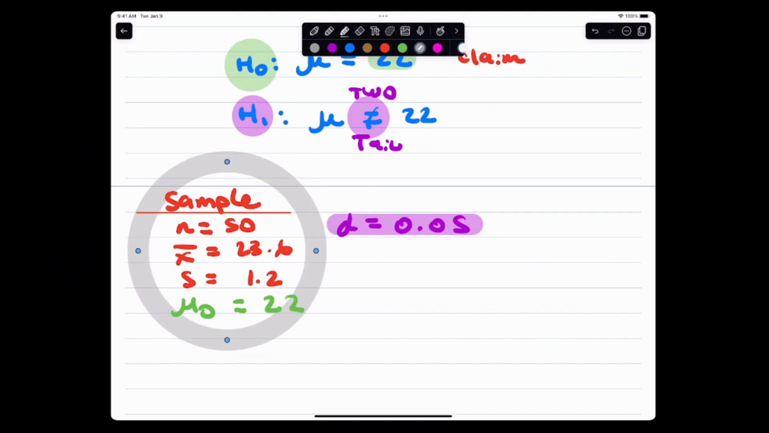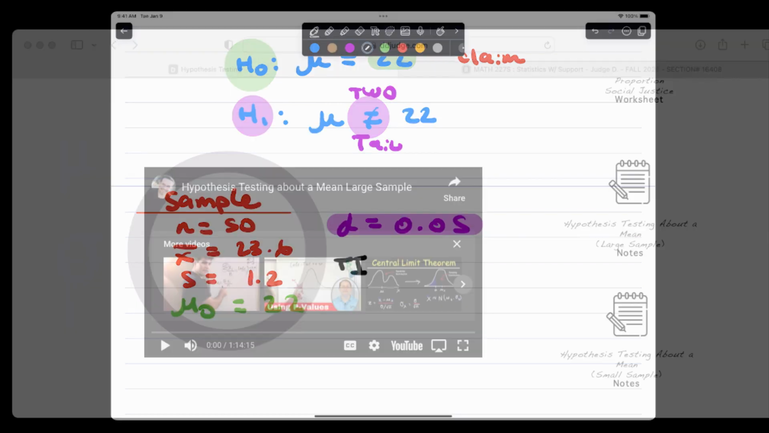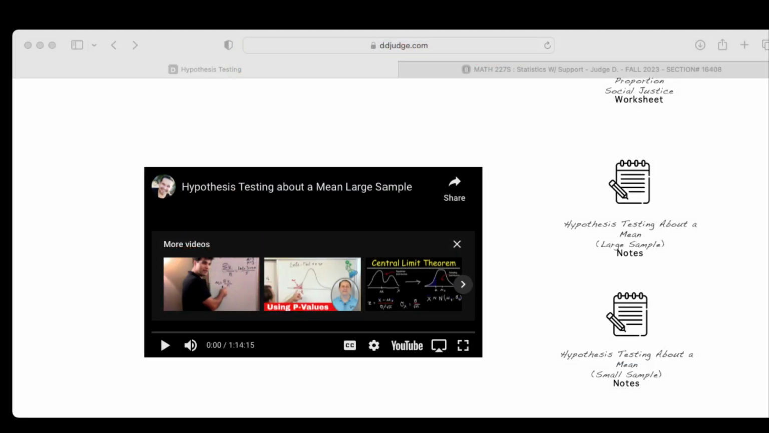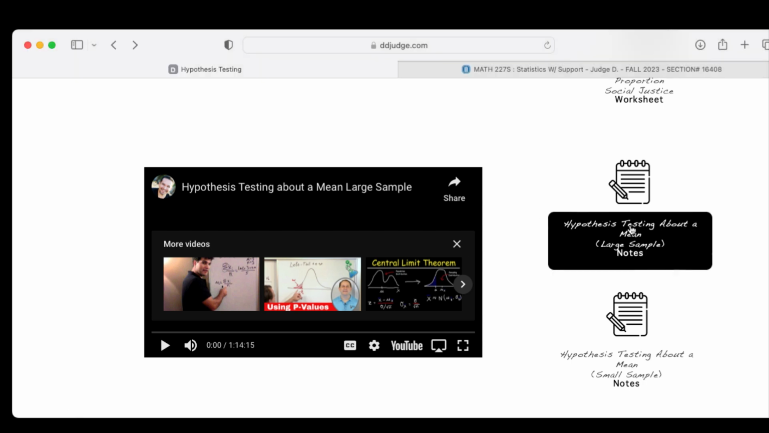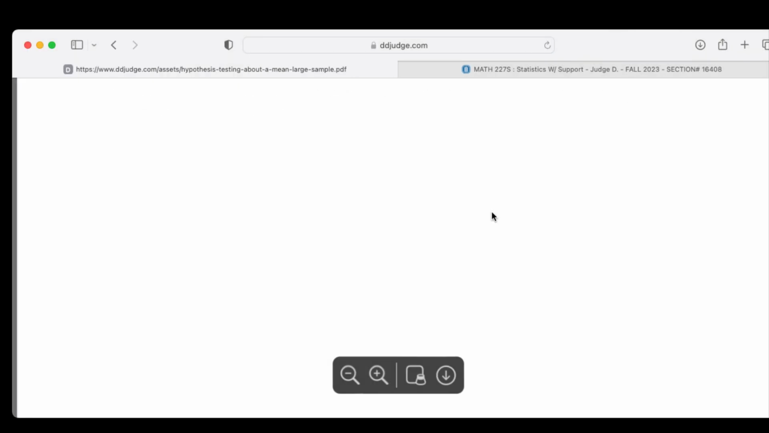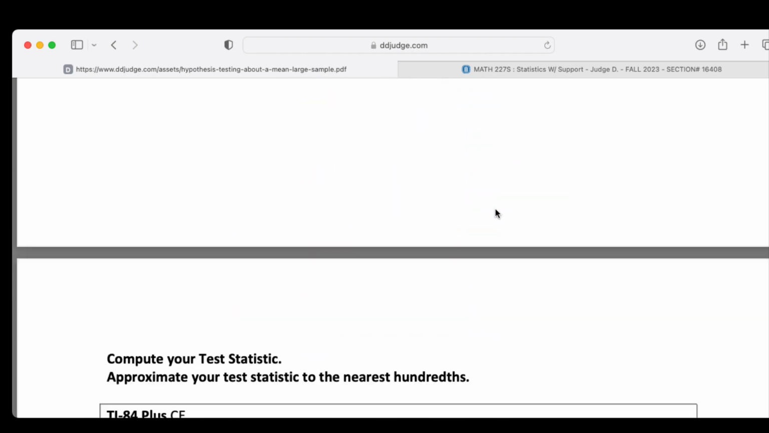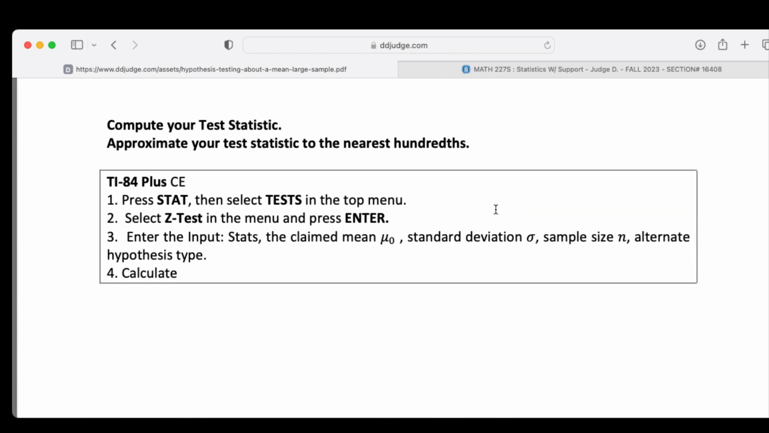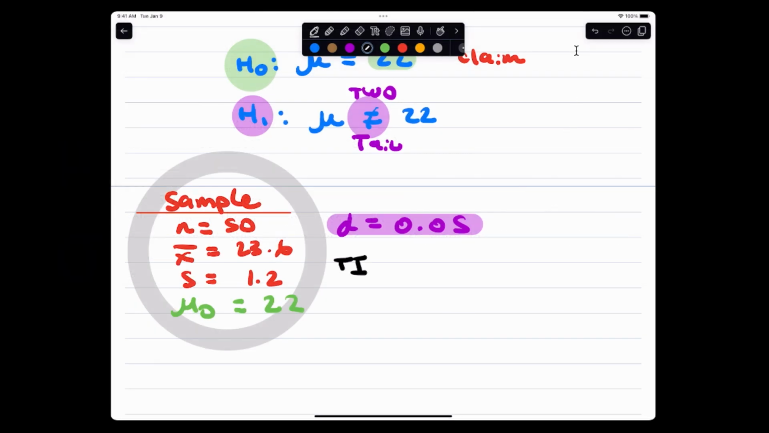Now, you might say to me here, again, in the notes, we're going to use a TI. Because if you went back to the notes, you go, what is this? Hypothesis testing about a large sample. And I'll go through these different examples. You're going to use what's called the z-test. So in the TI, the command you use is known as what? The z-test.